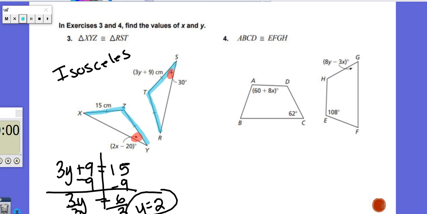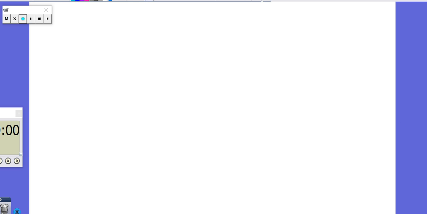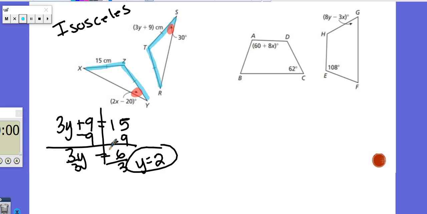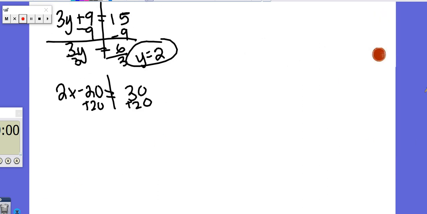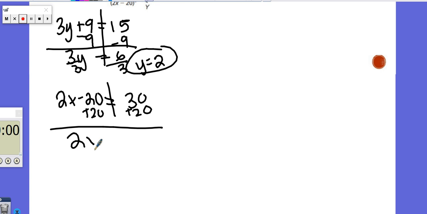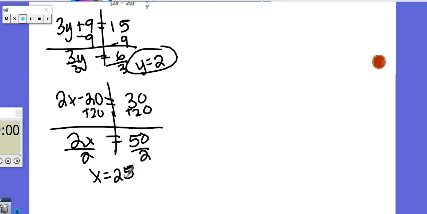And then I'm going to go through here and knock out the math. If that's a true statement, then I should be able to say that 2x minus 20 equals 30. Draw a line down the middle. Then we get 2x, line down the middle, equals 50. Divide by 2, divide by 2, x equals 25. So we're going to go back up to the next one now.